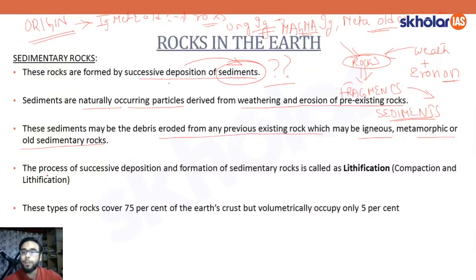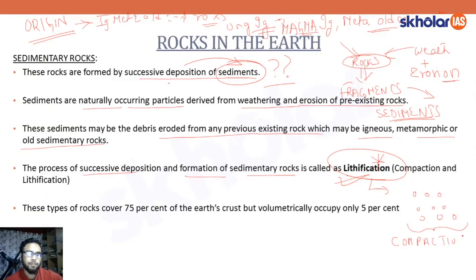Understood this point? So the process of successive deposition and formation of sedimentary rock is called lithification. What is lithification? You see these sediments or rock fragments. These rock fragments under the process of compaction plus compression will lead to formation of rocks. Understood this point? So these fragments we get from where?